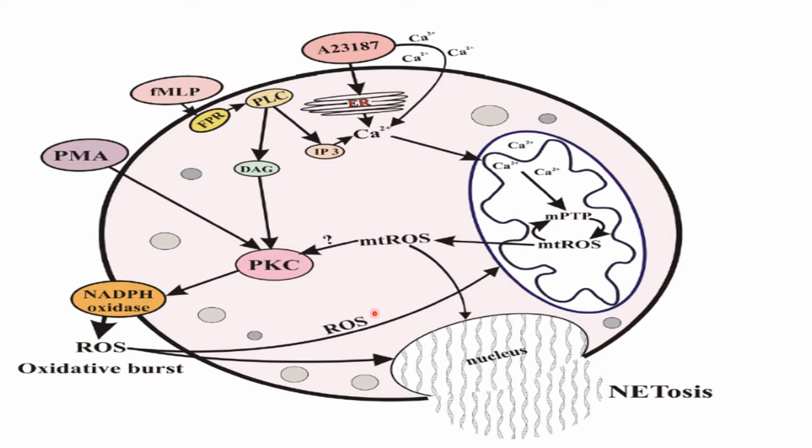And these reactive oxygen species will result in degranulation of the granules of neutrophils, and the elastases and other enzymes inside the granules will go to the nucleus and cause histone modification and chromatin decondensation. Pores will be formed in the nuclear membrane and also in the plasma membrane, so that this large chromatin will go outside, decorated with the contents of the granules from the neutrophil cytoplasm.